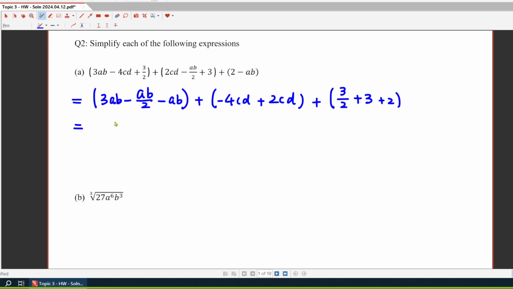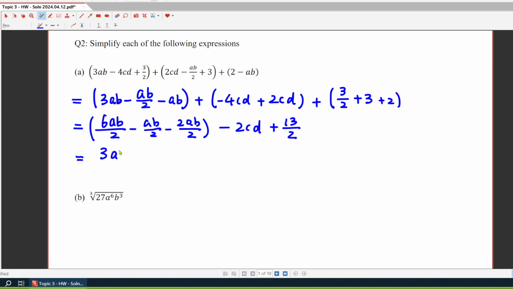So eventually this gives us 6AB over 2 minus half of AB minus 2AB over 2, right? Plus or minus 2CD, then plus 13 over 3. And that can be simplified to 3AB over 2 minus 2CD plus 13 over 2, right? Did you get it?